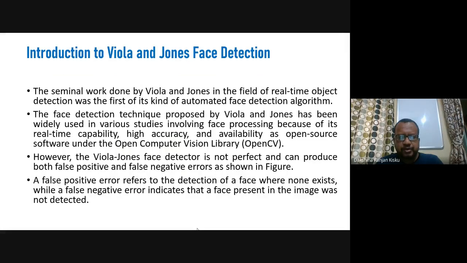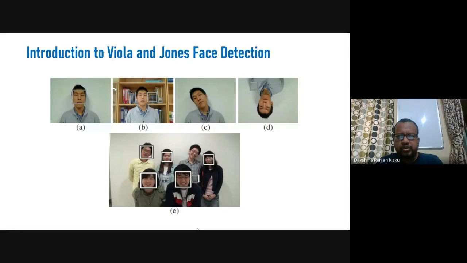A false positive error refers to the detection of a face where nothing exists, while a false negative error indicates that a face present in the image was not detected. Both errors are shown in these images, so you can have a look at them to understand how the Viola-Jones face detection algorithm worked.